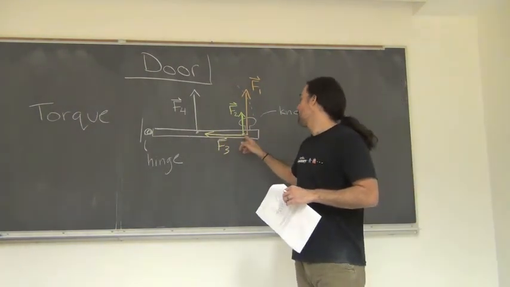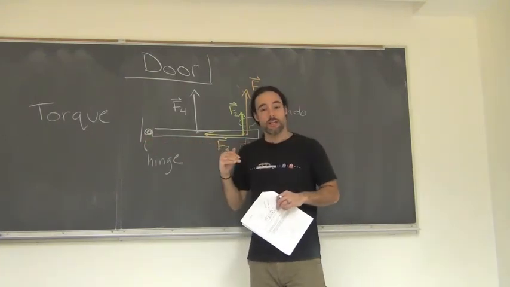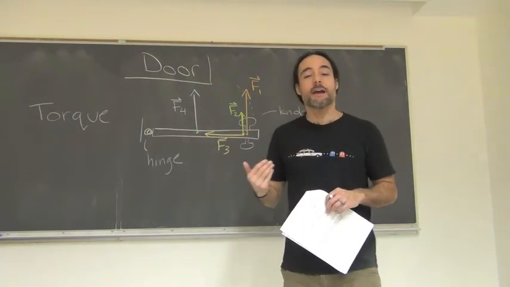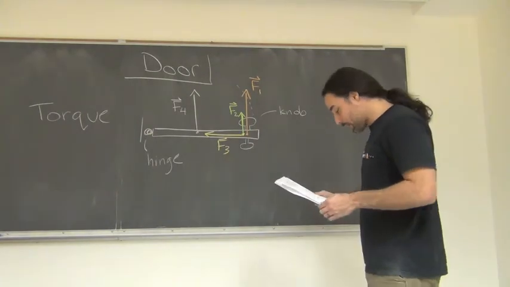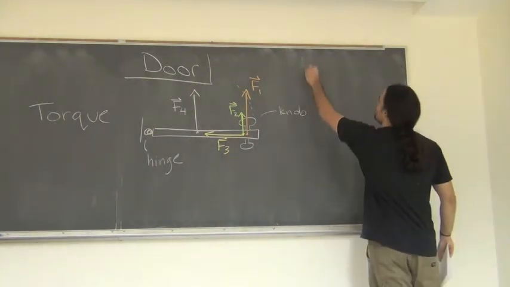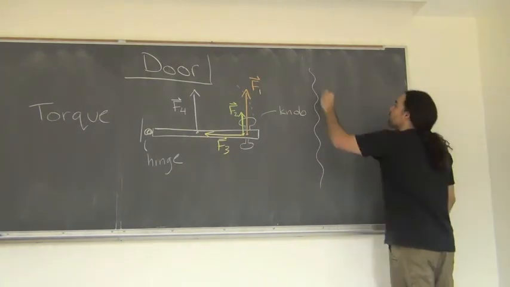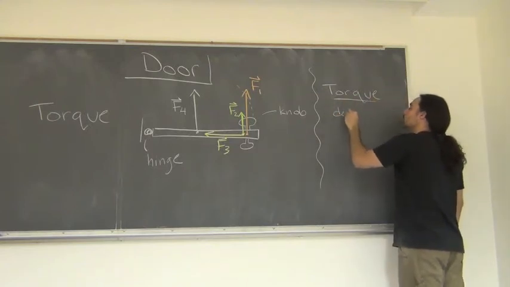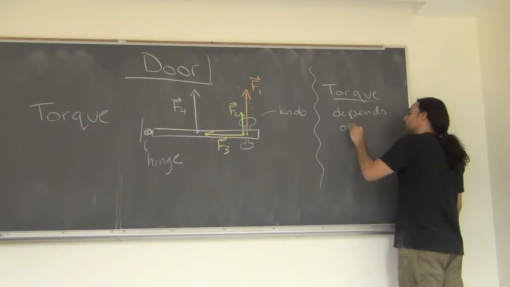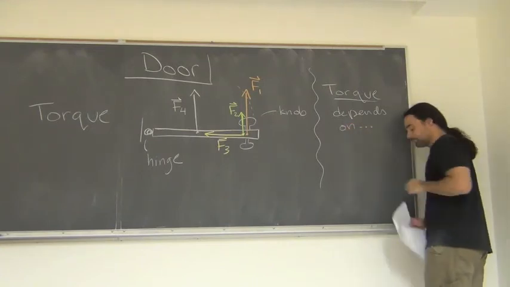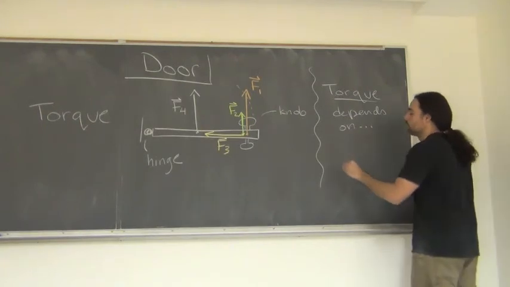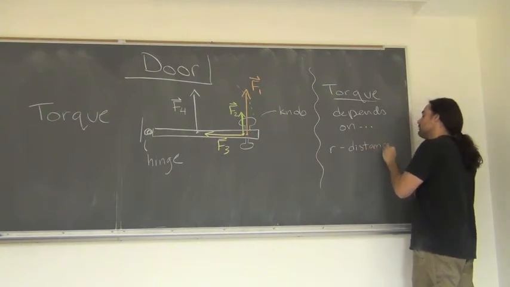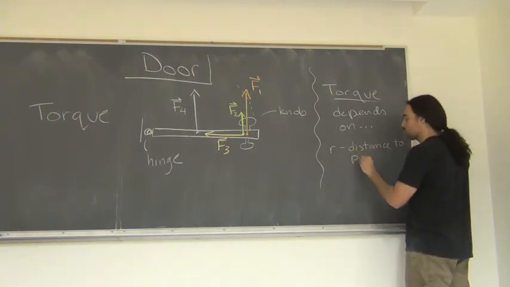Am I pushing further away from the hinge, which we can imagine is a pivot point, or am I pushing closer to that hinge? Where am I applying the force? So we're going to take a look at 3 different things. We're going to say that the torque depends on R, which I'm going to say is the distance to the pivot. In this case, the hinge.